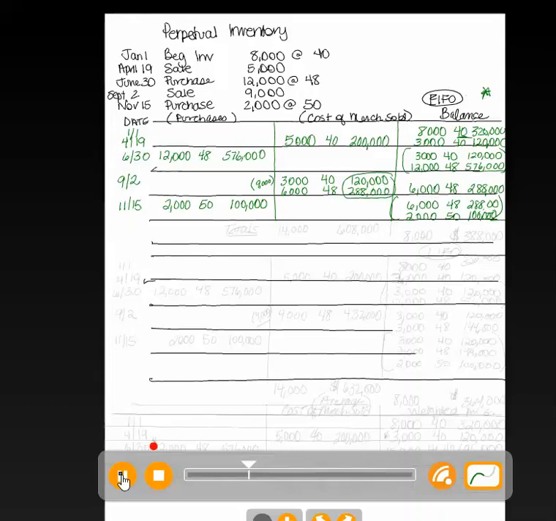So what we're going to do now is come up with our totals. And we can tell here that we sold 5,000 and 9,000. So the total number of units sold was 14,000. And the total cost of goods sold for the month is 608,000. Ending inventory consists of 8,000 units for a total cost of $388,000.